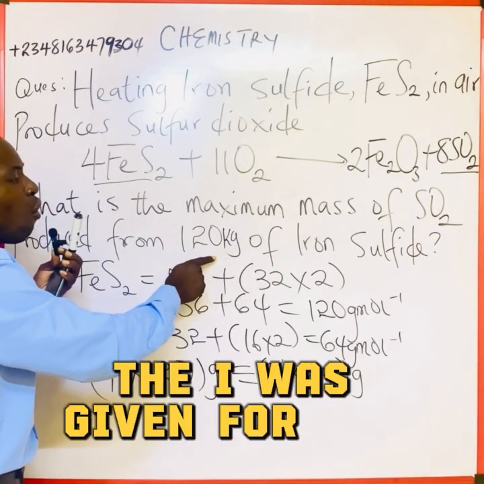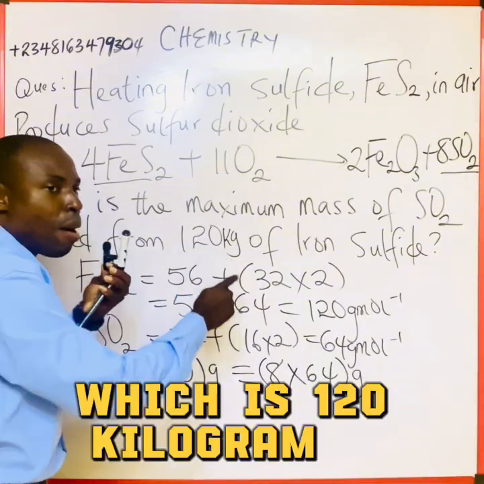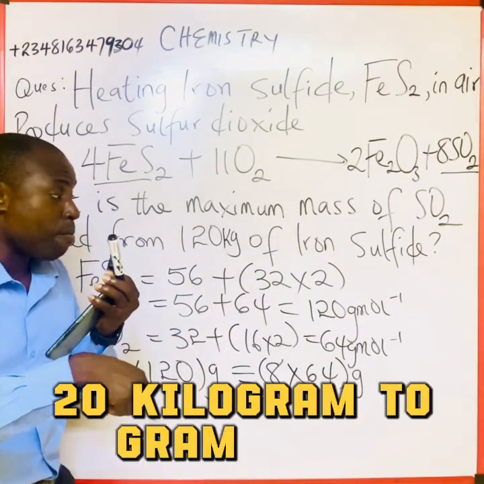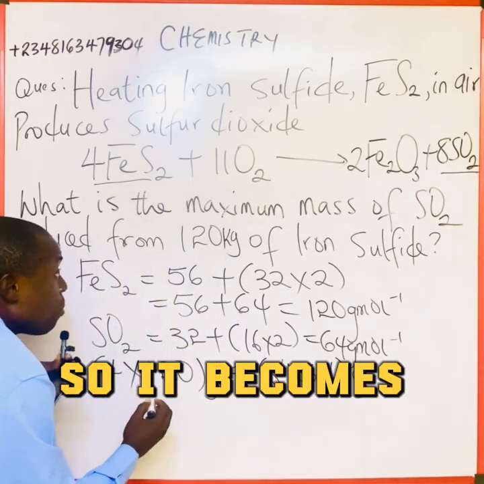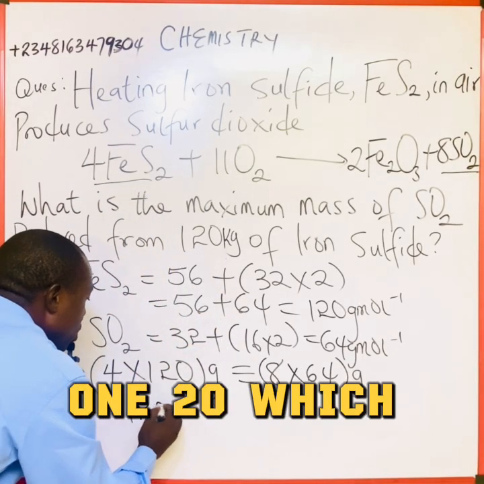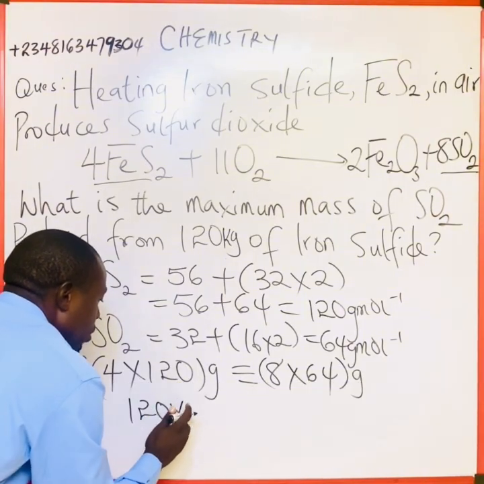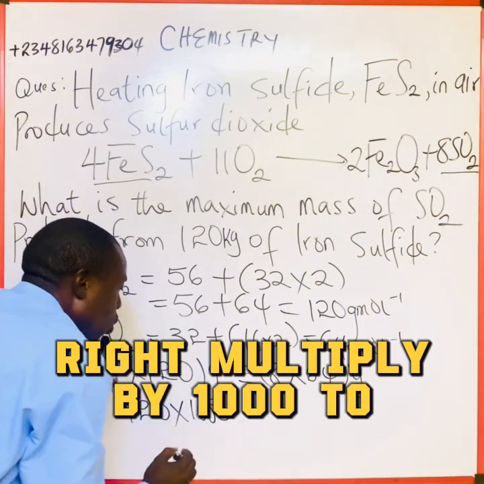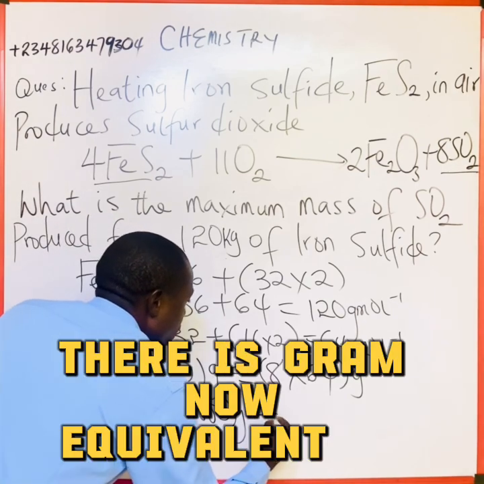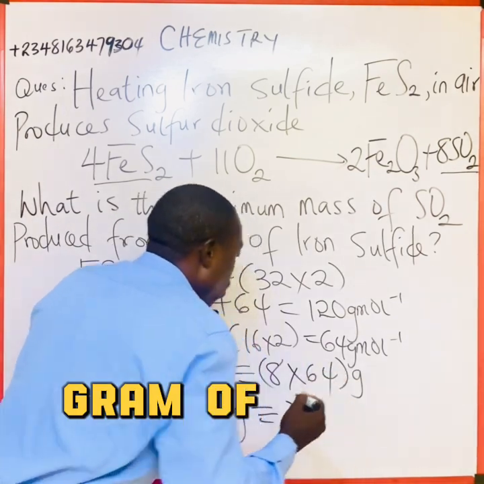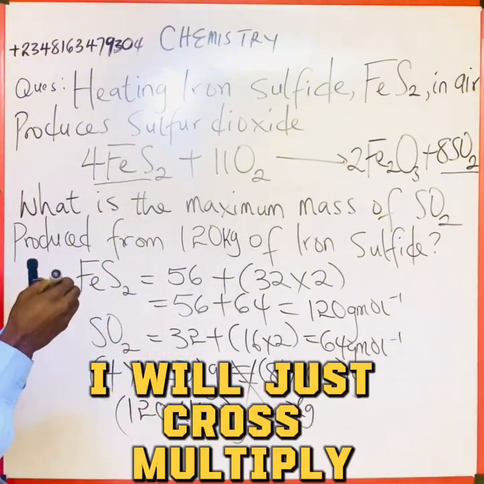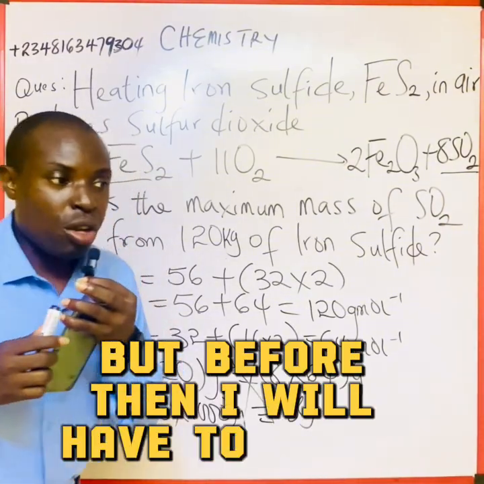Now, what do I do next? I was given for the known 120 kilogram. So it means that I will convert this 120 kilogram to gram, multiplied by 1000 to convert it to gram, which is equivalent to what gram of my SO2. I will just cross multiply, but before then I will have to erase the board.